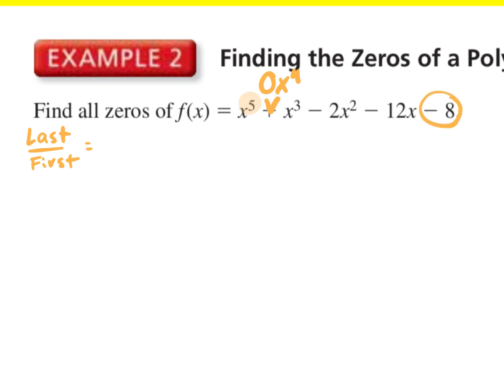So our last term is 8. What are factors of 8? So plus or minus 4 and 2, 1 and 8. Awesome. And then what are factors of our first? 1. So all of these are over 1, which just makes them the whole numbers. So we're testing out whole numbers here.